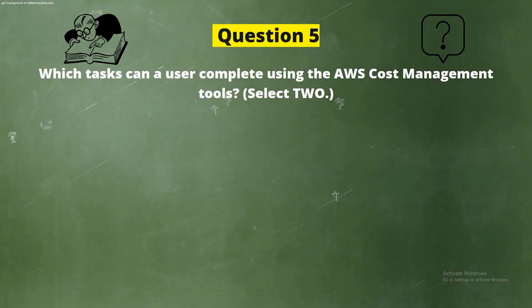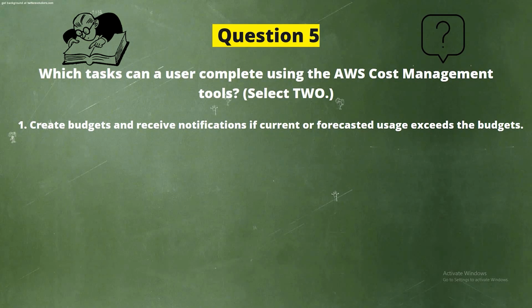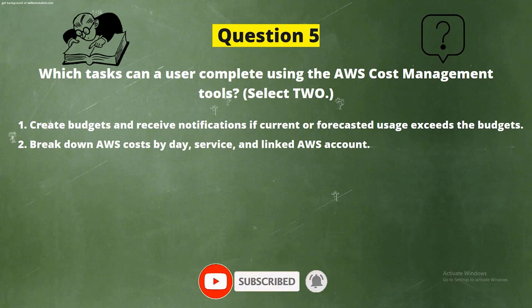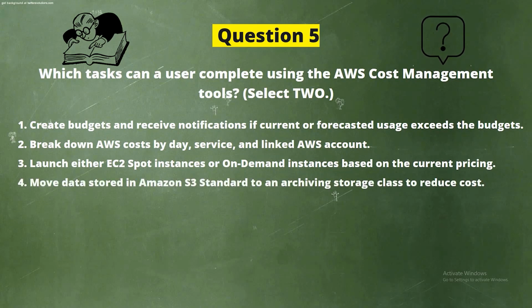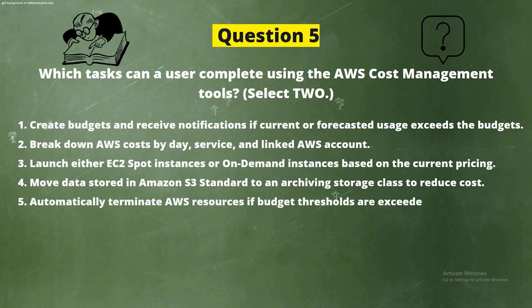Next question. Which tasks can a user complete using the AWS cost management tools? Select 2. And the options are: Option 1. Create budgets and receive notifications if current or forecasted usage exceeds the budgets. Option 2. Break down AWS costs by day, service, and linked AWS account. Option 3. Launch either EC2 spot instances or on-demand instances based on the current pricing. Option 4. Move data stored in Amazon S3 standard to an archiving storage class to reduce cost. Option 5. Automatically terminate AWS resources if budget thresholds are exceeded.